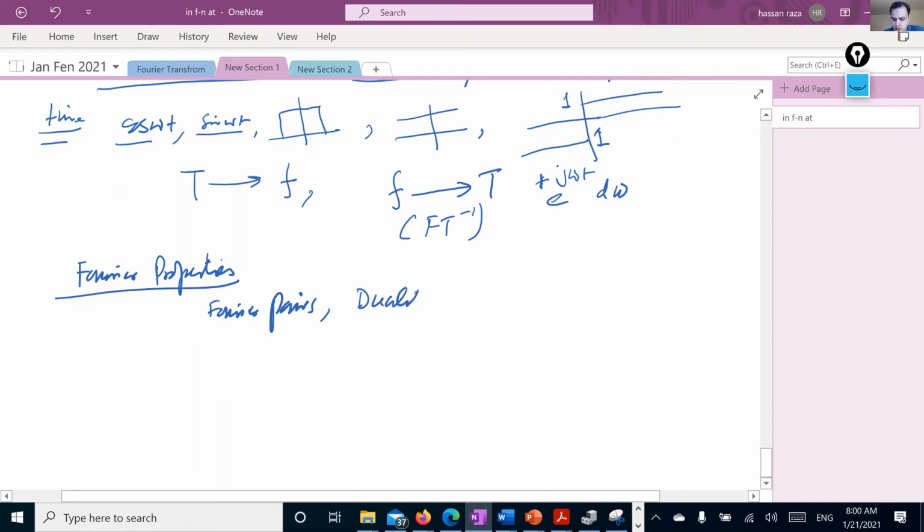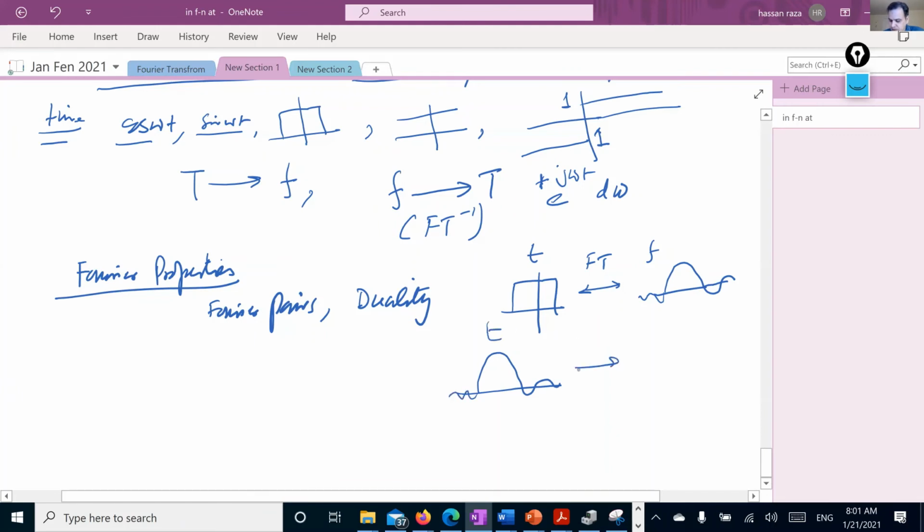I discussed duality. Duality means if I have a box in time domain, its Fourier transform in the frequency domain will be a sinc. And if I bring a sinc in time domain and do its Fourier transform, it would be a box, a square. So that was duality.